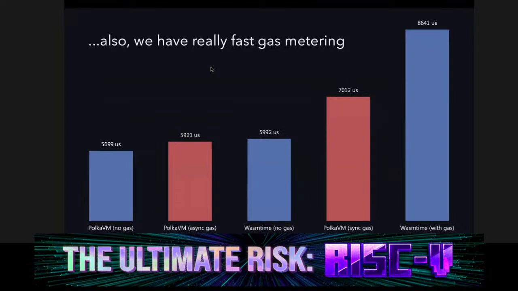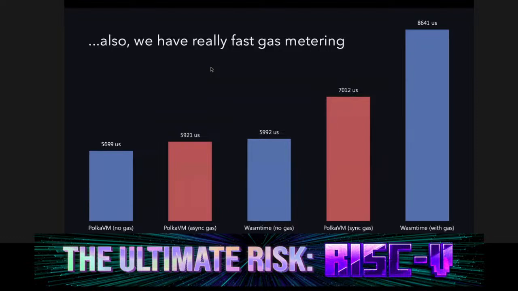Gas metering is essentially a feature that you need for things like smart contracts, right? And we implement essentially two kinds of gas metering: synchronous gas metering and asynchronous gas metering. And the difference between them is quite simple. With synchronous gas metering, before you execute a piece of code, you essentially consume the gas and check whether you are out of gas or not. If you are out of gas, you abort the execution. If you still have gas in the tank, you continue, right?